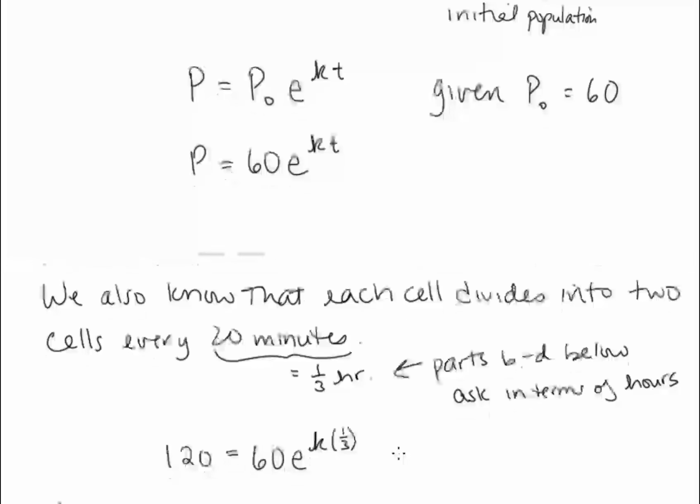We're told that each cell divides into 2 cells every 20 minutes. I'm going to change this 20 minutes to 1/3 of an hour, because parts B through D of this problem ask for things in terms of hours, so I want to make everything in terms of hours. If each cell divides into 2 cells every 1/3 of an hour, then when t is equal to 1/3 of an hour, the number of cells doubles from the original. So we're going to have 120 cells when the time is 1/3 of an hour.